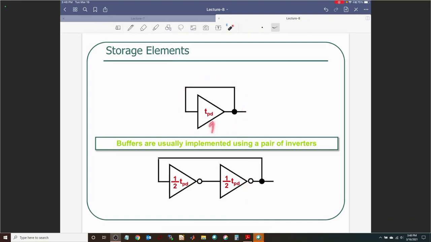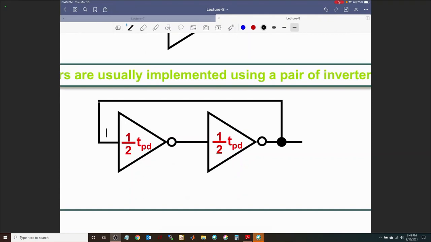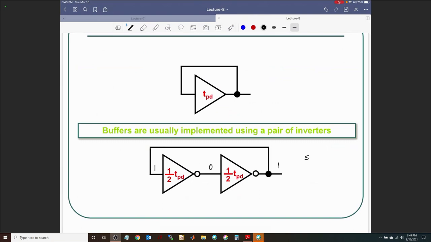The buffer with a propagation delay of TPD is actually made by 2 NOT gates connected back to back. The output of the second NOT gate is fed back into the first one. Now it has some stable states, this one. So for example, if I make this guy a 1, somehow I figure out a way to make this a 1, this guy will be a 0 after half of the propagation delay. And then this guy will be a 1 after another half propagation delay. That would be a stable state. Why is it stable? Because 1 goes to a 0, 0 becomes a 1, 1 goes back. It's going to continue to be in that state until I go in and change something.